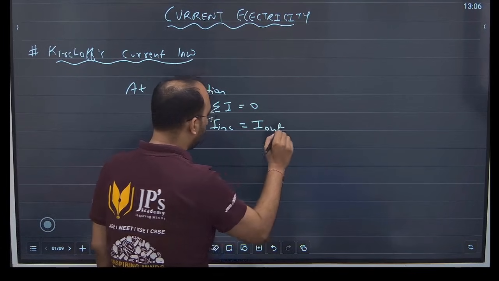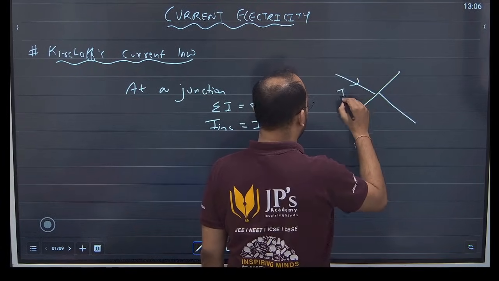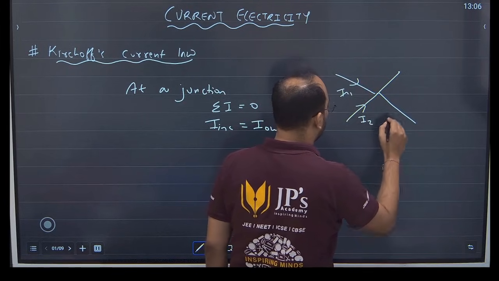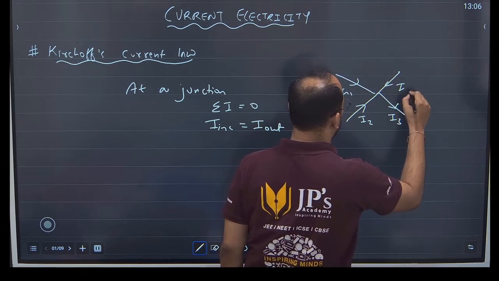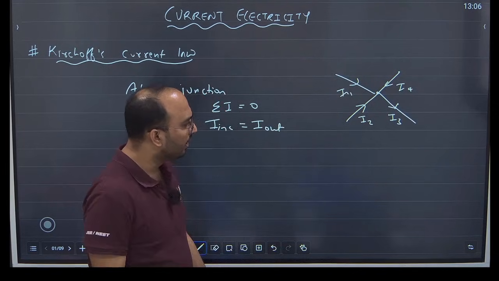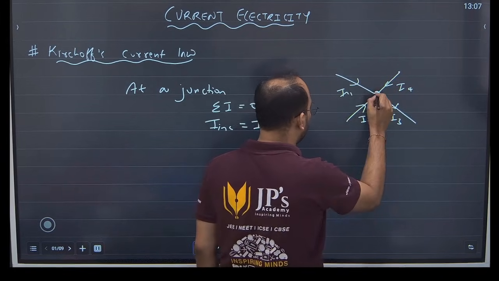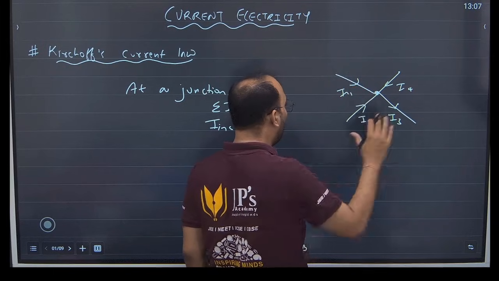So for example, let's say we have a situation like this where I1 is entering, I2 is also entering, I3 is going out, and let's say I4 is also entering the junction. So this is a junction where a certain amount of current is entering and a certain amount of current is leaving from here. So there is no charge which will be stored at the junction. If something is incoming, it will go out as well.